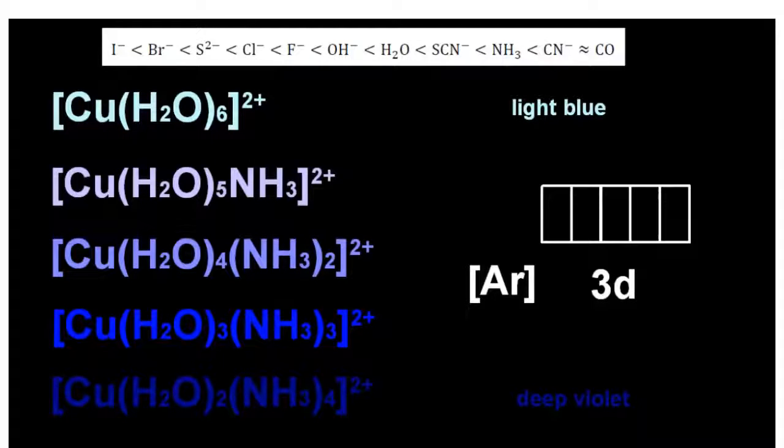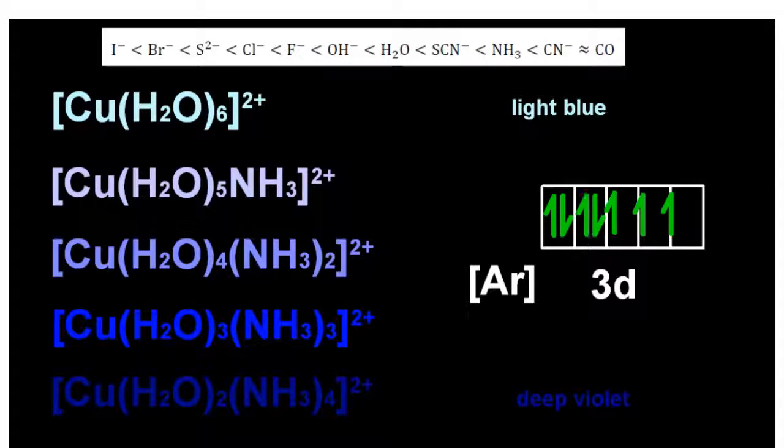On to the second one, the identity of the ligands. Well, there's the spectrochemical series at the top. It's in the data booklet. The further to the right, the bigger the split for the ligands, and the further to the left, the lower the split. So let's look at this copper complex.